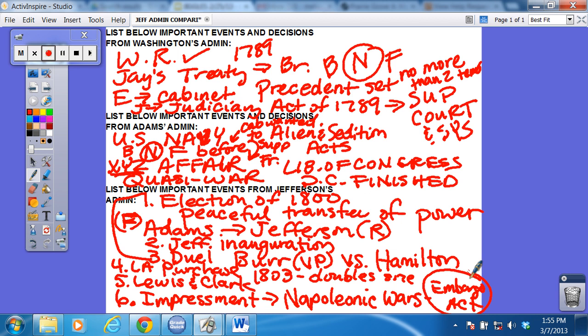So if you get this one, you get to act out impressment. You get to act out that the Napoleonic Wars caused it and what's going on. And you get to act out what happens with the Embargo Act. So this one is all one performance in itself, number six. Now we're going to see which one you're going to perform. Or four and five. Four and five are separate. So four is a performance and five is a performance.